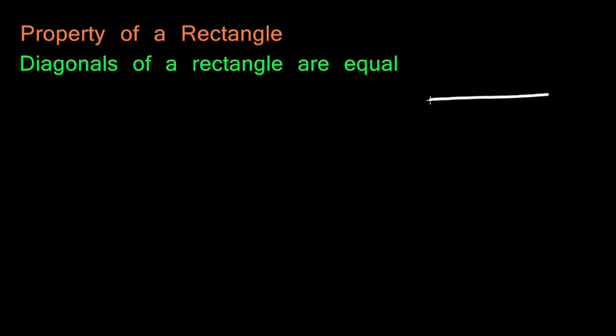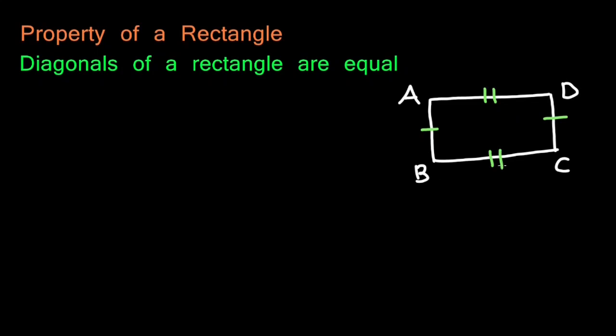In rectangle ABCD, opposite sides are equal. So AB equals DC and AD equals BC. We have to show that diagonal AC equals diagonal BD. Since each angle of a rectangle is a right angle, therefore angle ABC is a right angle and angle DCB is also a right angle.